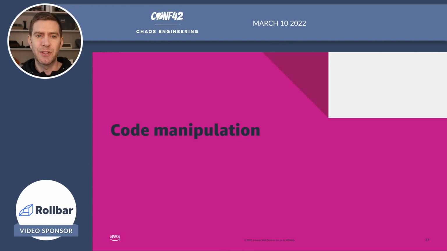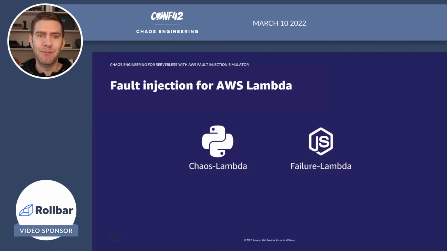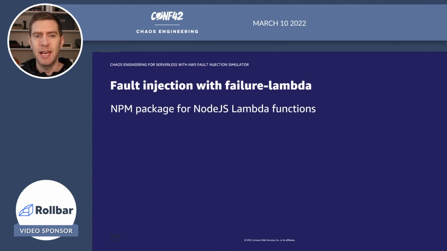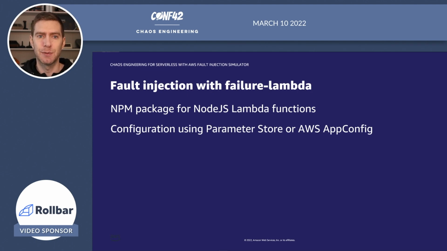So let's look at one of the other 3 then, code manipulation. And this is a favorite of mine. There are today 2 main options for doing fault injection for AWS Lambda. There is Chaos Lambda for Python and Failure Lambda for Node.js. Let's have a look at the Node.js one, fault injection with Failure Lambda. It is an npm package that you can use for Node.js based Lambda functions.